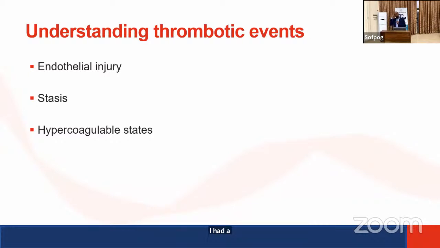Then hypercoagulable states increase the risk of getting thrombosis, such as pregnancy, malignancy, and so on. So these three things can all activate platelets and also activate the coagulation cascade. When it is activated, eventually clot formation follows.